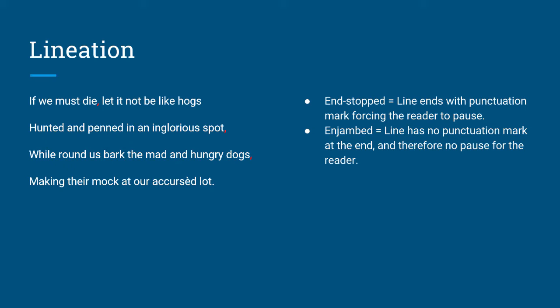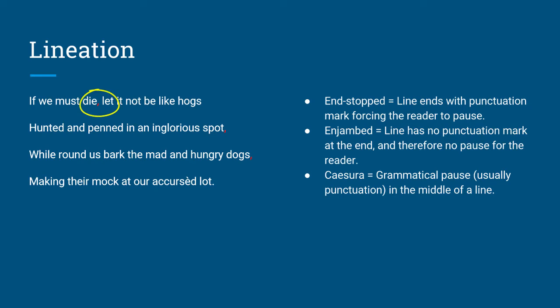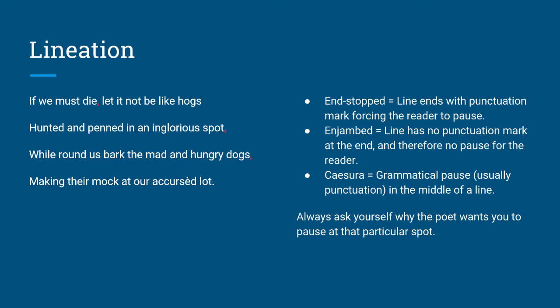If a line of poetry has a grammatical pause in the middle of the line, we call that a caesura. Where do we see a caesura in this quatrain? Right again, in line 1 we have a pause created by the comma in the middle of that line. When you're reading poetry, and especially when you're analyzing poetry, pay particular attention to those pauses and ask yourself why the poet wants you to pause there. Is the poet calling our attention to something immediately after that pause?